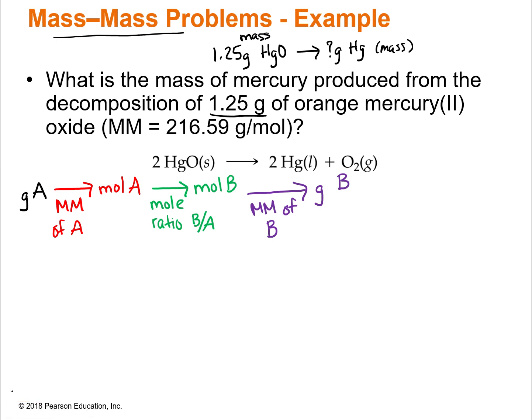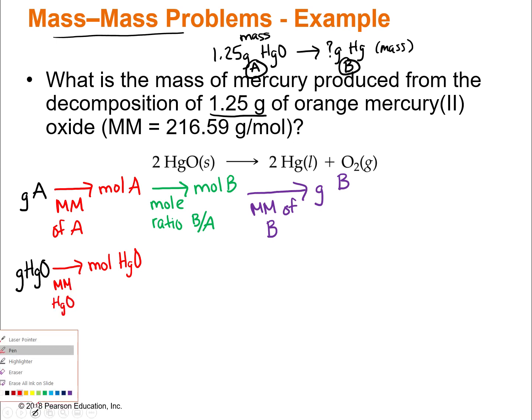To put it into context, the mercury 2 oxide is our A, and the mercury is our B. So if I were going to write it out again for this specific problem, we'd be starting with grams of mercury 2 oxide and converting that to moles. Then we convert those moles to moles of mercury using a mole ratio.